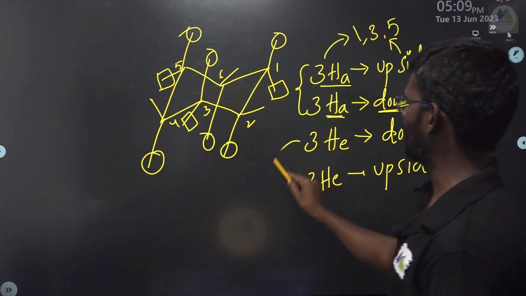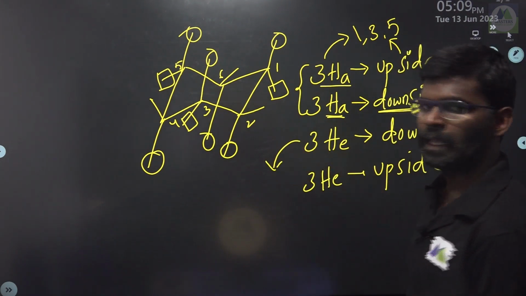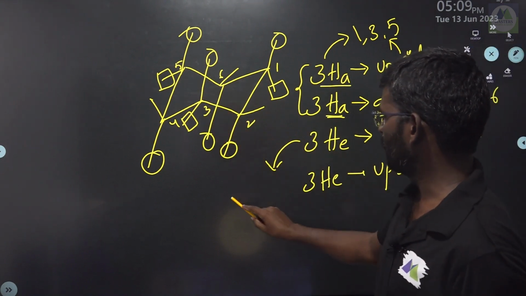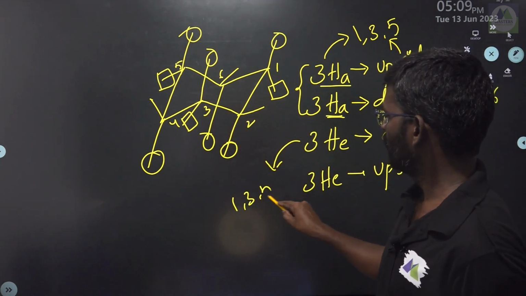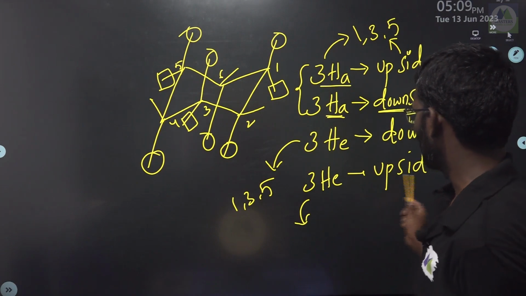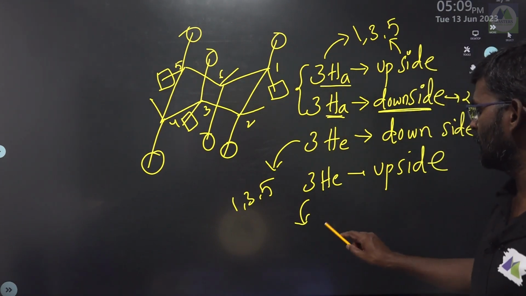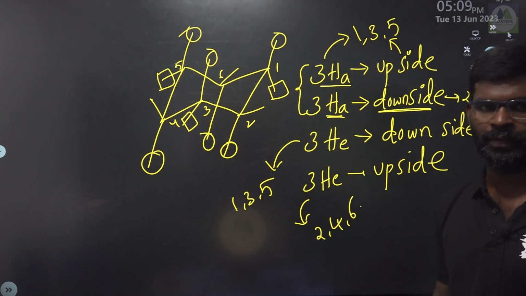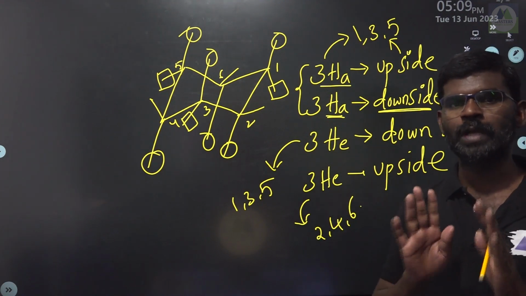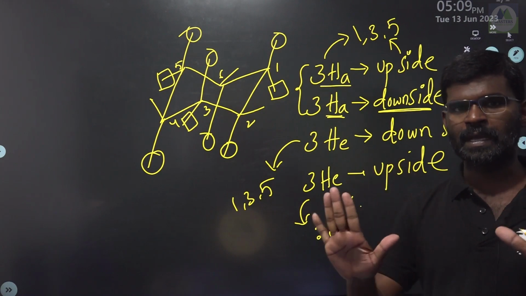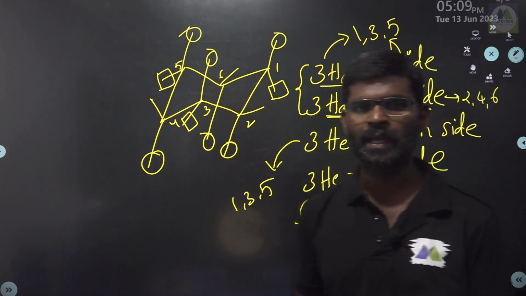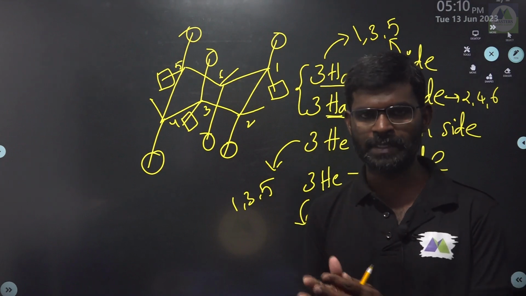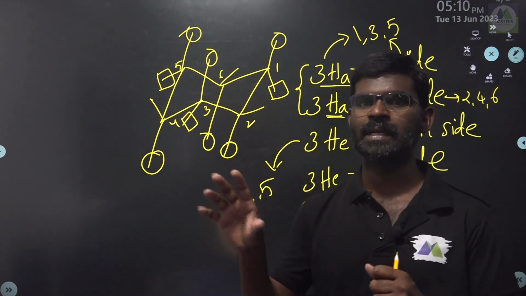So how can we give the numbering? 3 equatorial hydrogens, 1, 3 and 5. Automatically upside equatorial hydrogens are 2, 4 and 6. Don't confuse. There are 2 types of hydrogens only. 6 are axial and remaining 6 are equatorial. But in those 12 we can divide into 4 parts. 3 set, 3 set, 3 set and 3 set.